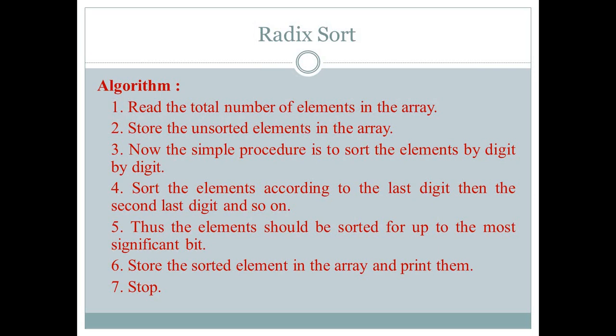Step number 4, sort the elements according to the last digit, then the second last digit, and so on. Okay, so this is clear. Step number 5, thus the elements should be sorted up to the most significant bit. And step number 6, store the sorted elements in the array and print them. Here we have used the words most significant bit, so we will understand what is most significant bit by an example.